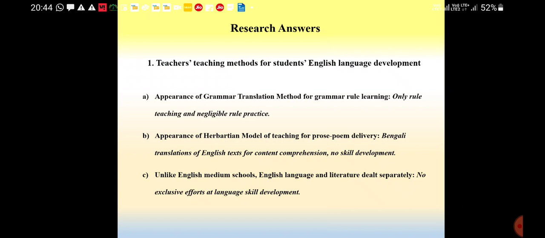For grammar teaching, it was observed that although Bengali medium teachers claimed to follow the grammar translation method, their teaching trend only had an appearance of the method. The science behind the method required rule teaching, rule practice and rule production, but teachers included only rule teaching and negligible rule practice. This was mostly because of students' first generation learner status and predominantly Bengali speaking environment. The inadequacy of English language usage caused the rules to appear like formula.